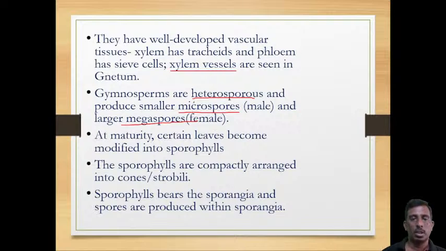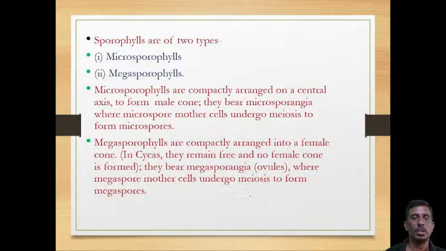Okay. So certain leaves will form sporangia, which are called sporophylls, that is, which will form cones. Sporophylls have sporangia, where spores are produced within the sporangia. There are microsporophylls and megasporophylls. Microsporophylls form the male cone, which will produce microsporangia. Inside, microspores are produced. Megasporophylls are compactly arranged and will form megasporangia, that is, ovules.